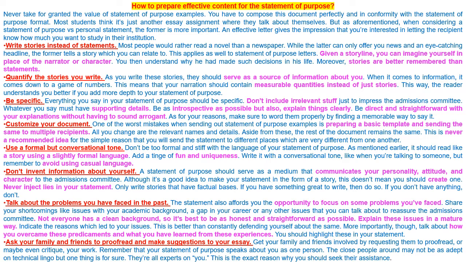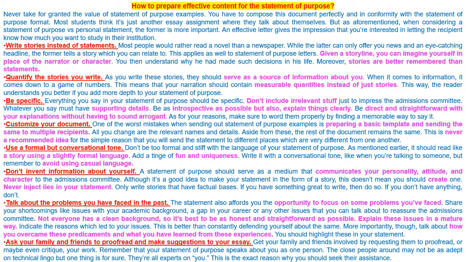Talk about the problems you have faced in the past. The statement also affords you the opportunity to focus on some problems you've faced. Share your shortcomings like issues with your academic background, a gap in your career, or any other issues that you can talk about to reassure the admissions committee. Not everyone has a clean background, so it's best to be as honest and straightforward as possible.